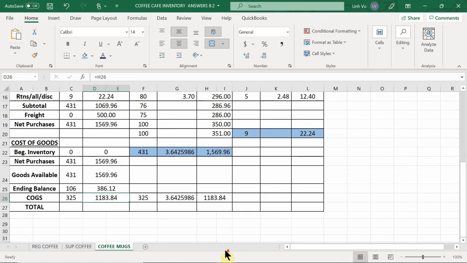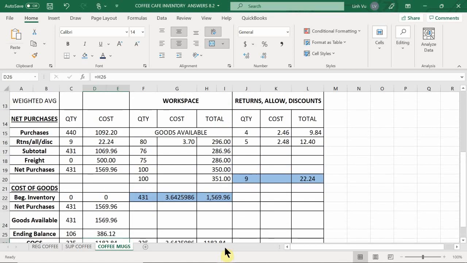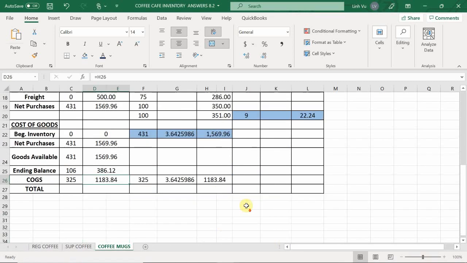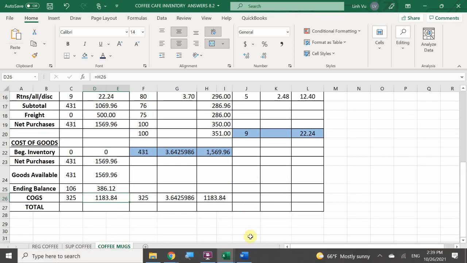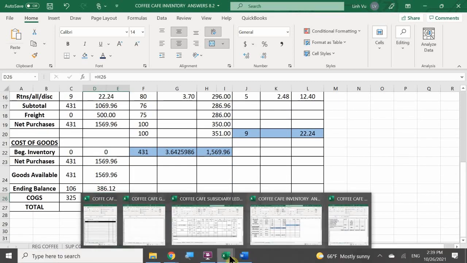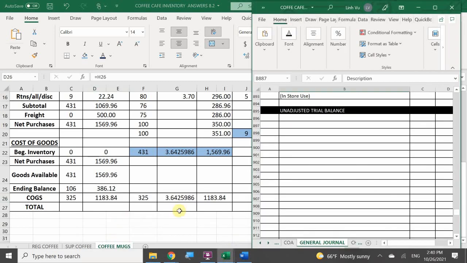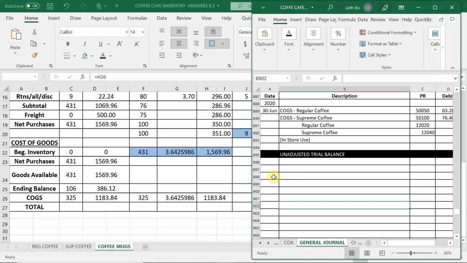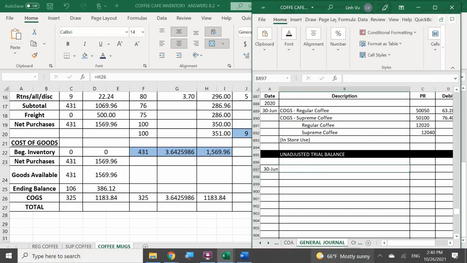So now how do I do the conversion entry? The ending inventory. What is my inventory that I am putting in? 386.12. In this case, what account? There's no such thing as ending inventory. We put it under ceramic coffee mugs.